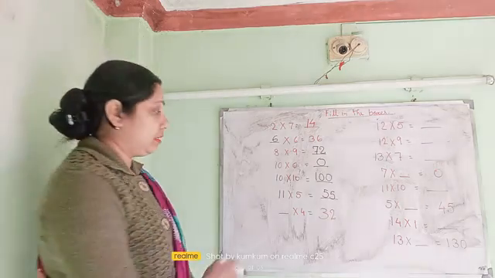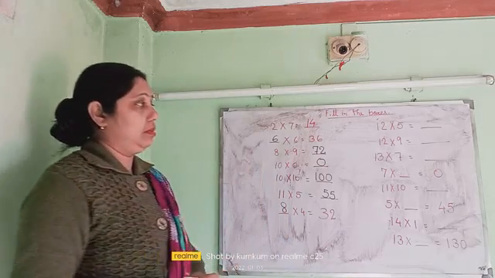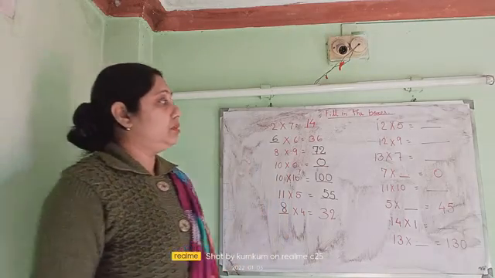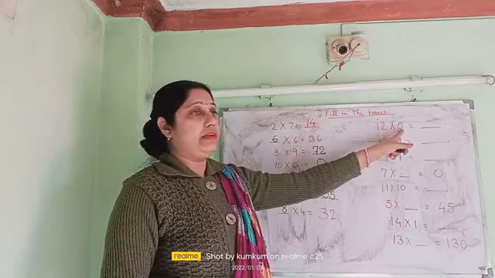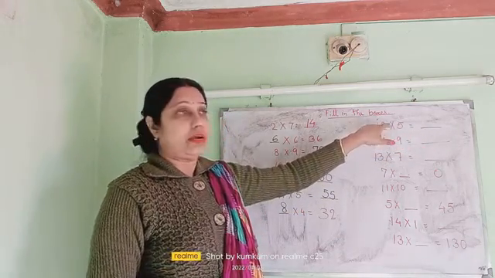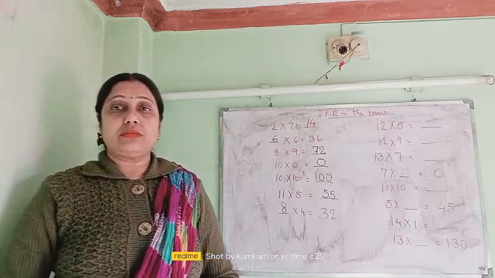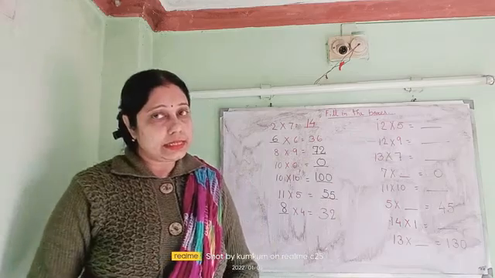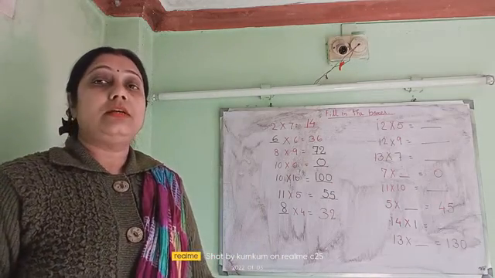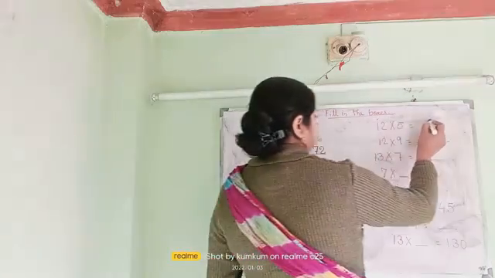4 8s are 32. So we are going to write here 8. Now see here, 12 multiplied by 5 is how much? Either you read the table of 5, but it will be easier to find out 12 5s are how much. So 12 1s are 12, 12 2s are 24, 12 3s are 36, 12 4s are 48, 12 5s are 60. So we are going to write here 60.